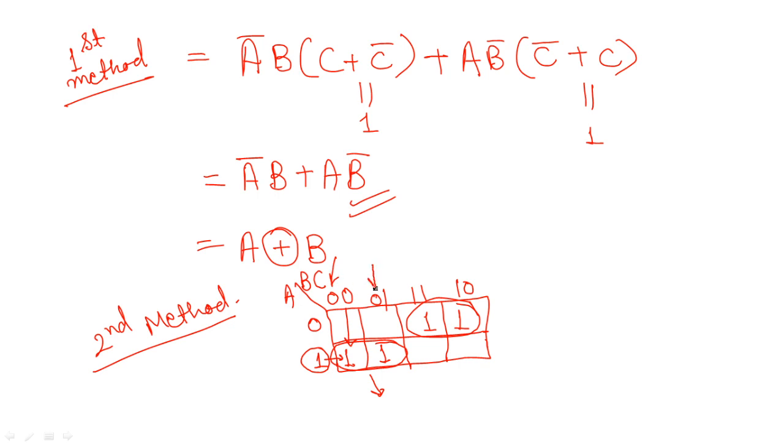For example, the value of B for these two ones is what? That's going to be 0. So I will write B bar. Okay, but the value of A is 1 for both. So we'll just write it A B bar.